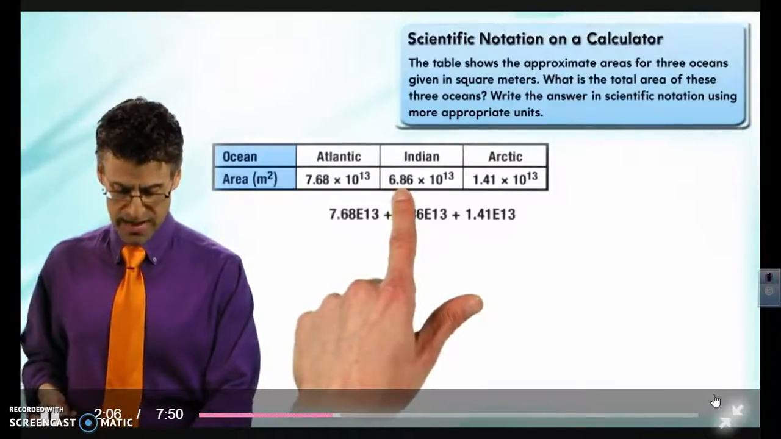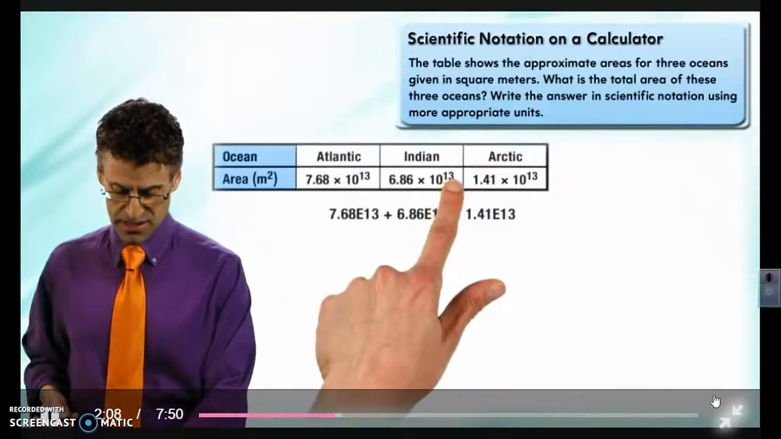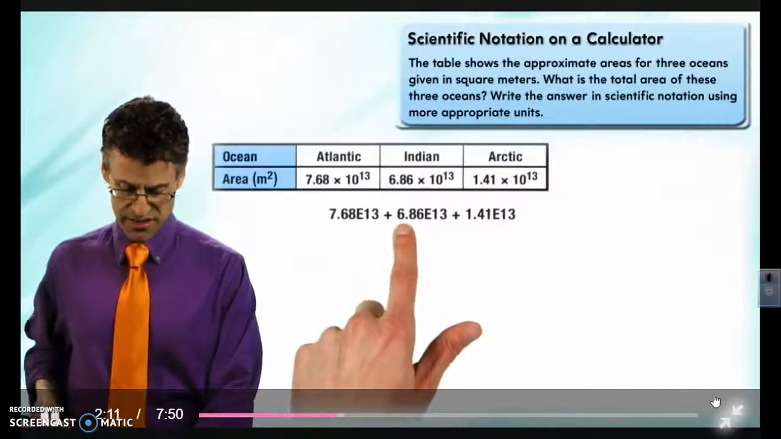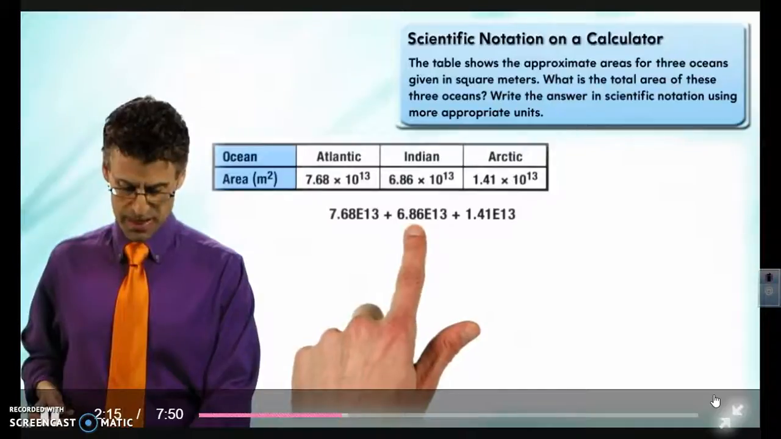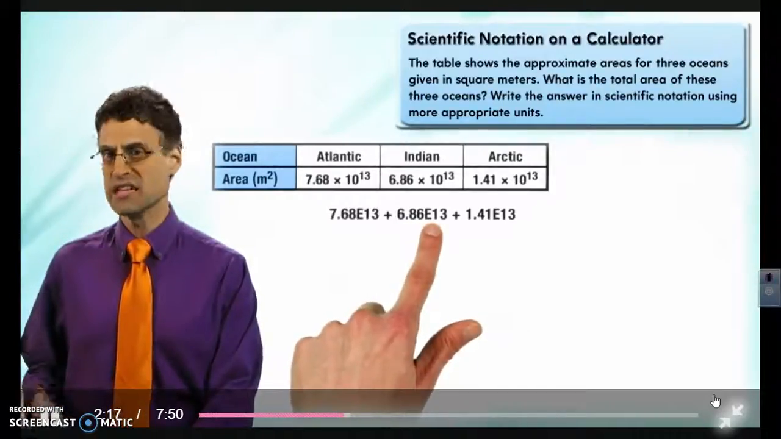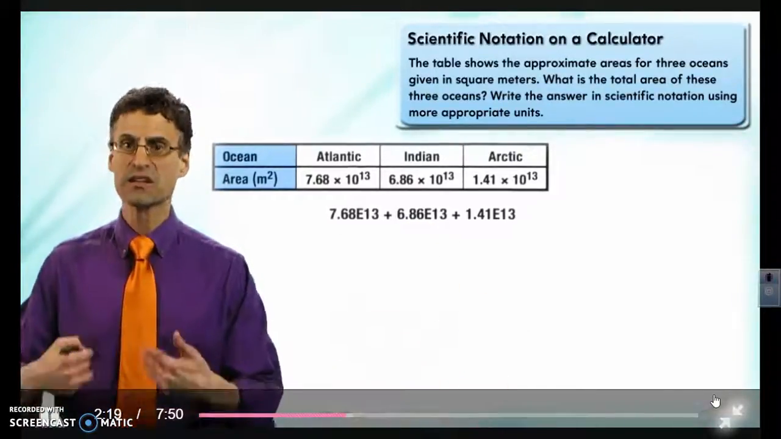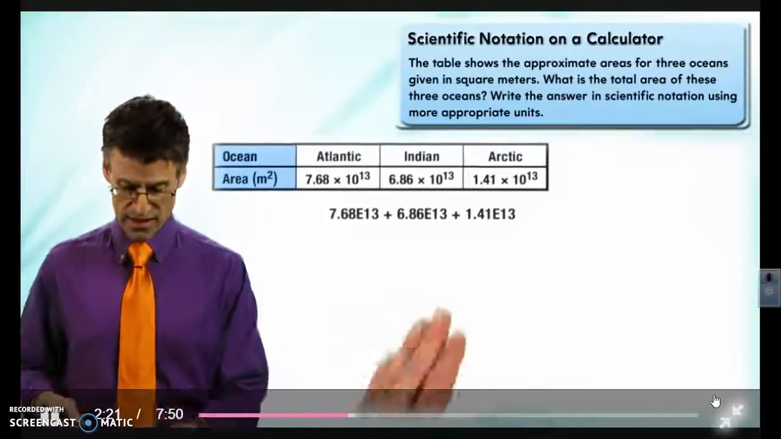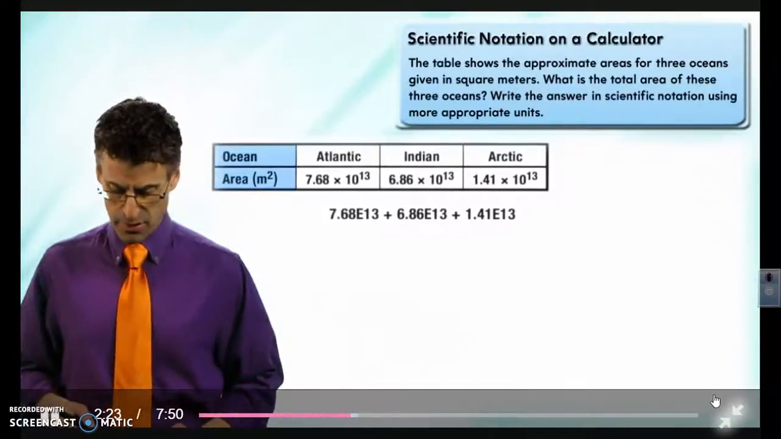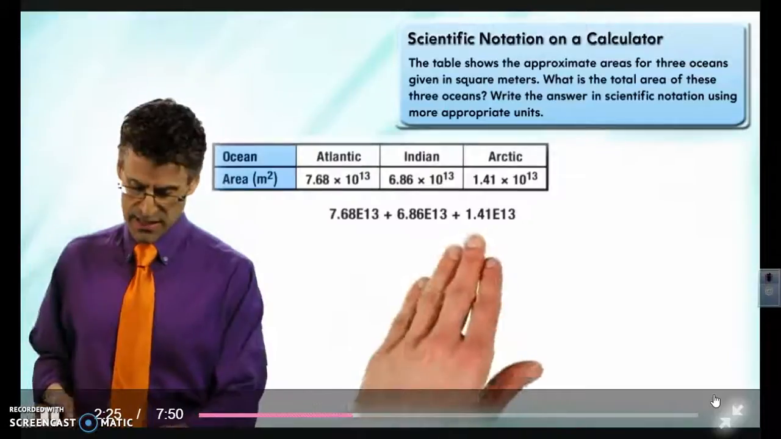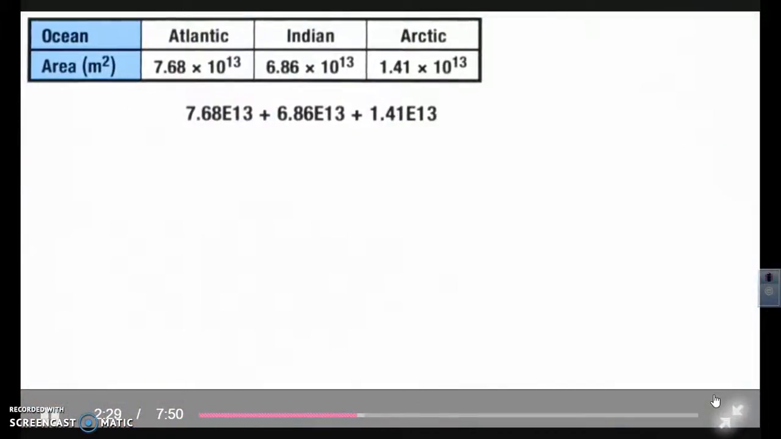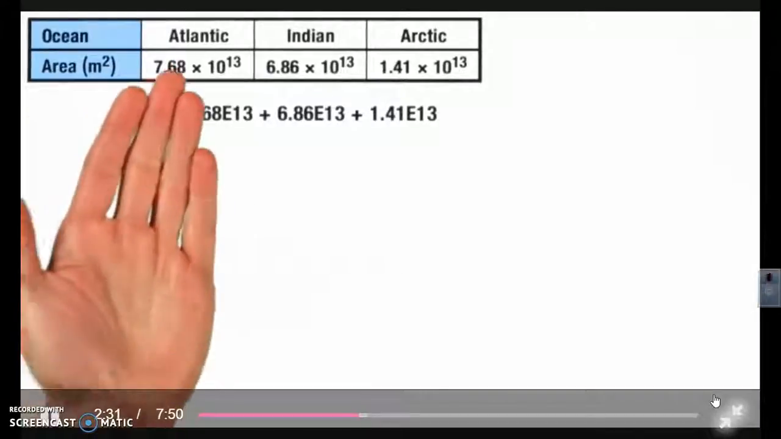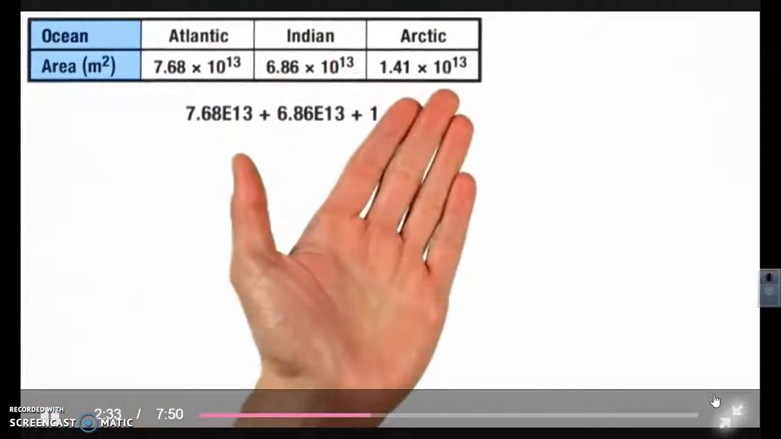So 6.86 times 10 to the 13th in scientific notation is just 6.86 E13, which means 6.86 times 10 to the 13th. The E stands for the exponent on 10, and then you multiply. And similarly here, for the 1.41, E13 means 1.41 times 10 to the 13th. These are all units that are basically 10 to the 13th.